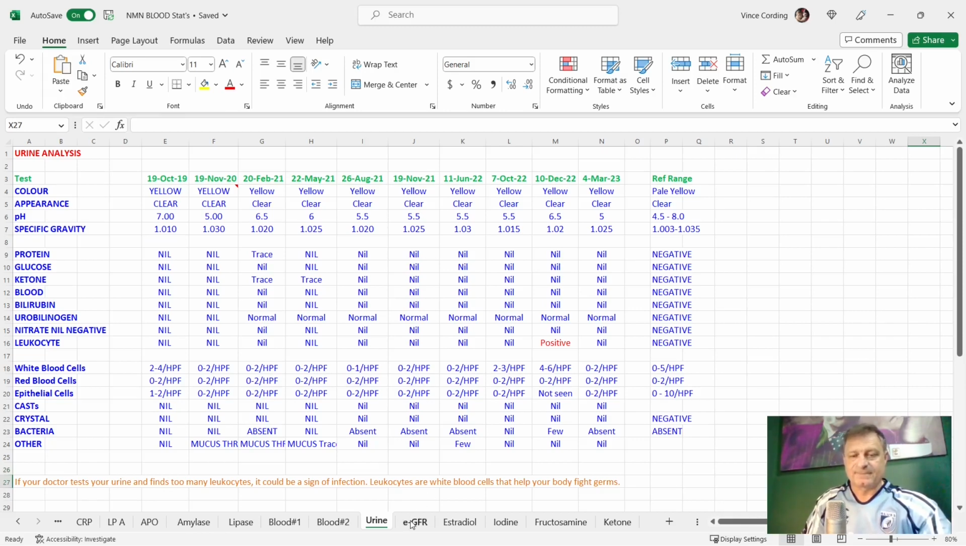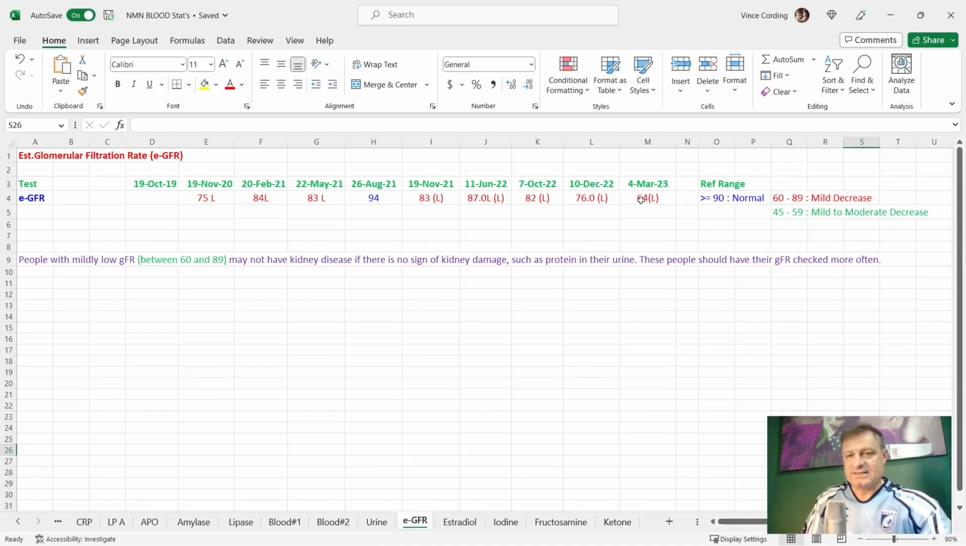EGFR 64, that's down from 76, and actually it needs to be higher, so it needs to be equal to or greater than 90 with regard to kidney issues. That said, the doctor isn't really worried about this because someone of my age is going to have some kind of issue, and this has just got me down as a mild decrease.